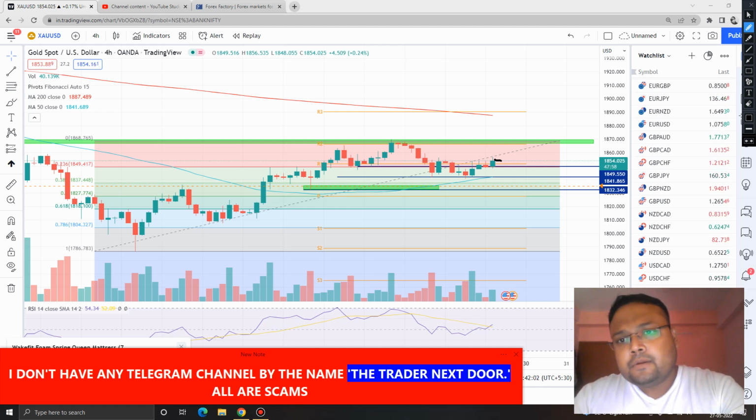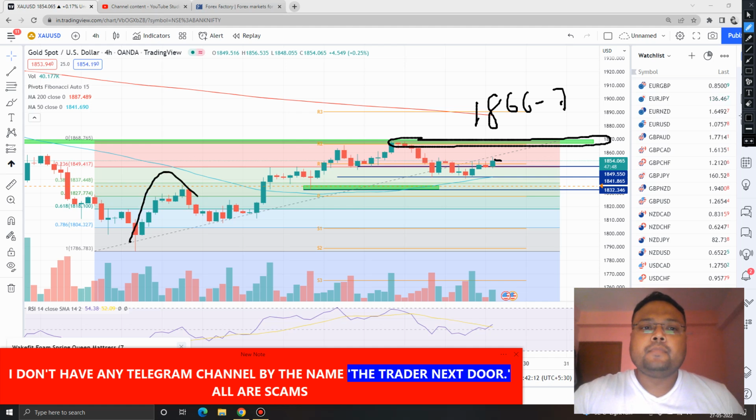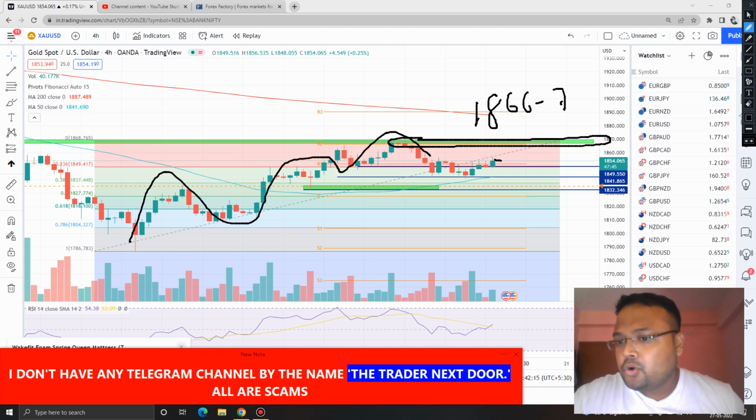And the 1866 to 1870, the green level, here is still the resistance. Though market looks like in uptrend, though we can see that market is constantly breaking the previous highs and going up, but if the same volatility continues in the market, then we can expect the market to reverse from the resistance zone here. But moreover, again, I would like to add that market is constantly forming higher highs.